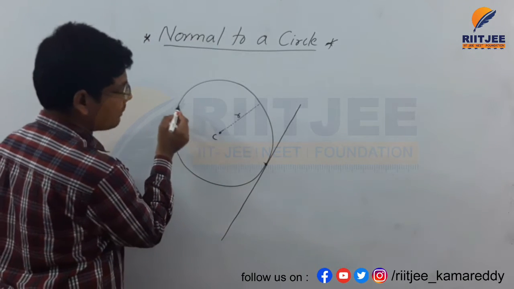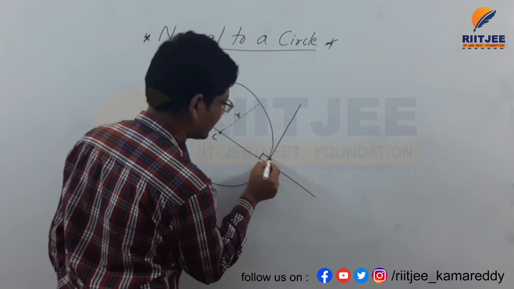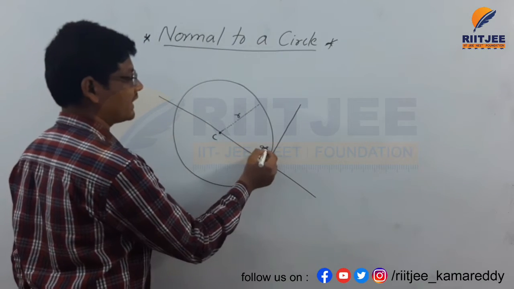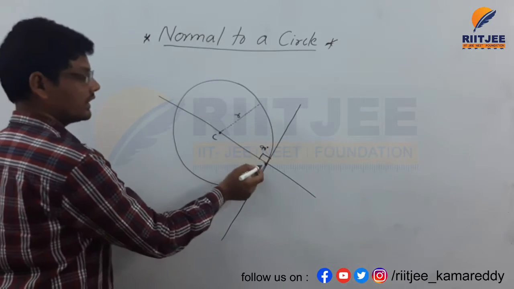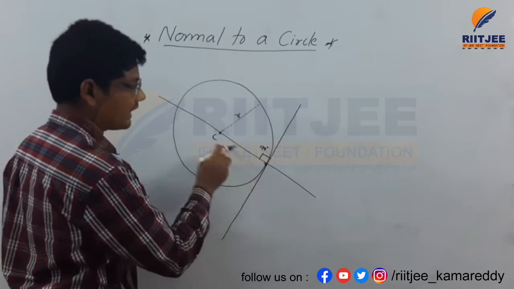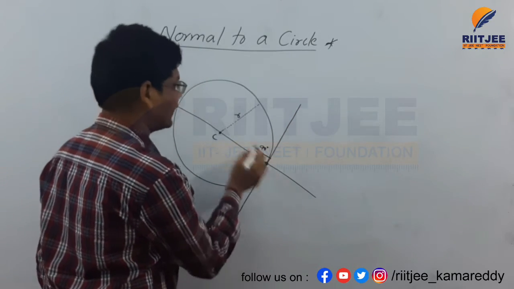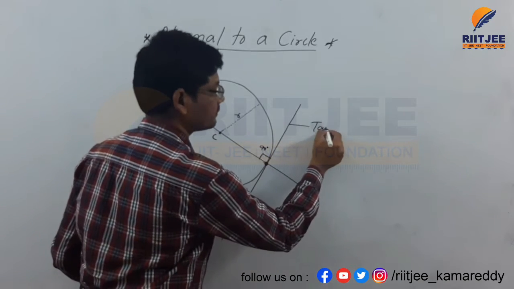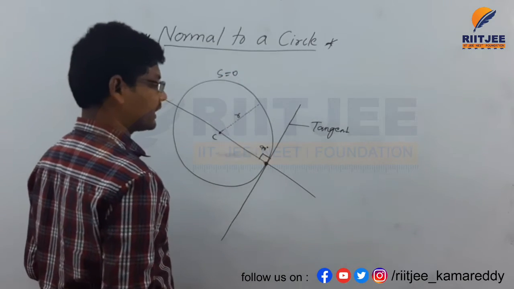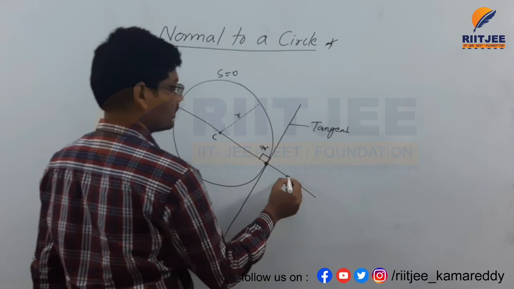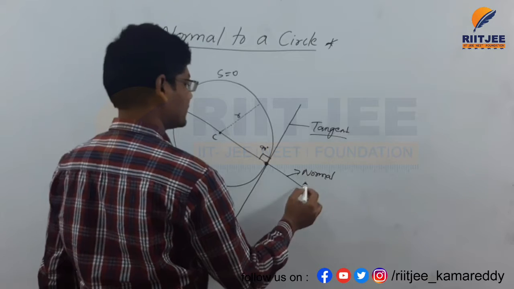From this tangent line, I am drawing a perpendicular line at the point of contact to the tangent. Here the angle is 90 degrees, everywhere it is 90 degrees. This line is called the perpendicular line to a tangent. The perpendicular line to a tangent at the point of contact is called normal. This is the tangent line, this is circle S equals 0 or any standard form of circle, and this line is called the normal line.